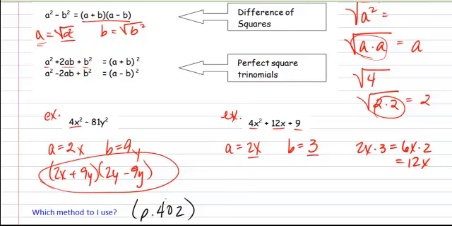So this is something that with practice you will begin to recognize. I can quickly factor that into 2x plus 3 quantity squared, because that's what that formula tells me to do. It's just a plus b quantity squared.